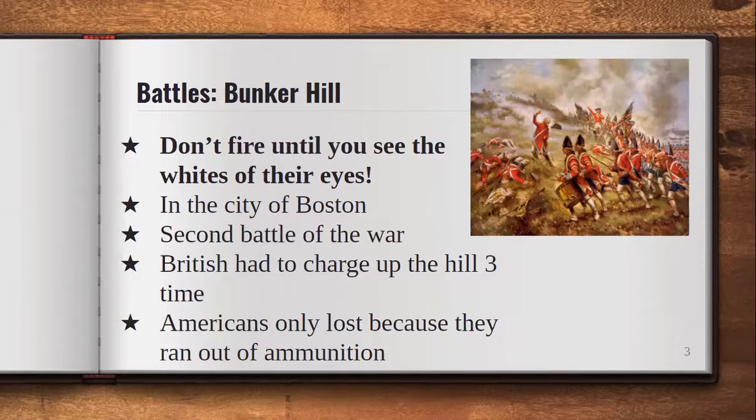So while the Americans did lose because they lost all their ammunition, I mean, they had literally stuffed everything into their guns that they could possibly stuff into their guns. They ended up losing because they ran out of ammunition. But this was another point of showing that the Americans are not going to go down as easily as the British think they're going to. The British really think that this is going to be easy peasy and that it's not going to be a problem.